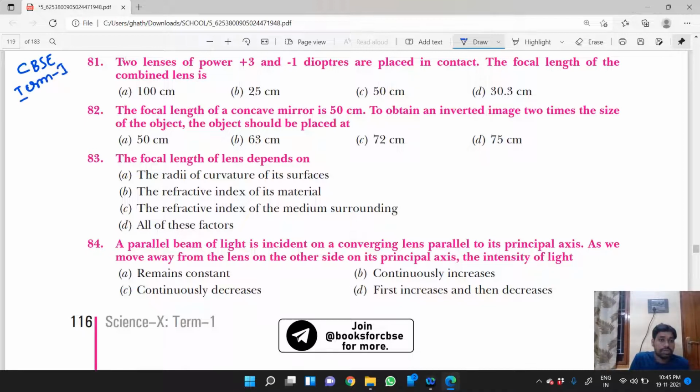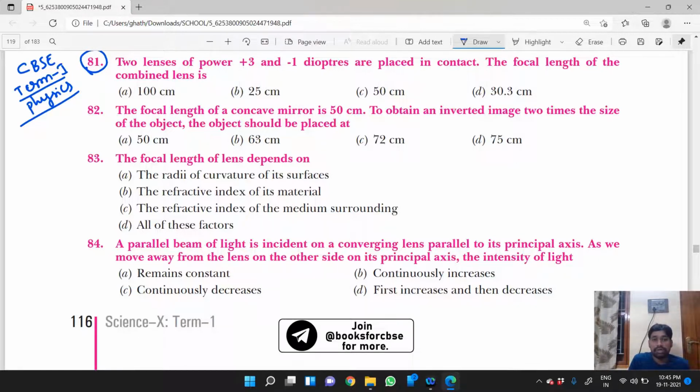Model questions for physics, especially the light reflection and refraction part. Anyway, the 81st question, read carefully.